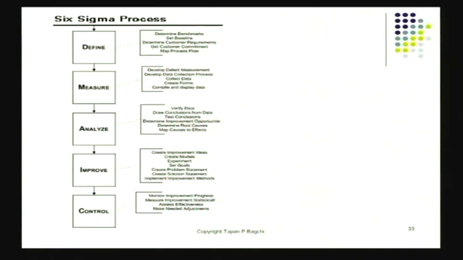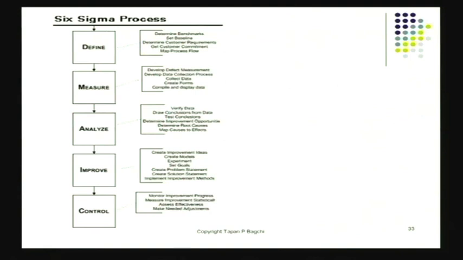Then I move into the improvement phase where I create the improvement ideas. I create models. These could be process input response type of model, y equal to f(x) type of model there. I set some goals. I create the problem statement. Then I create the solution statement. Then this is the step that goes through DOE, design of experiments.